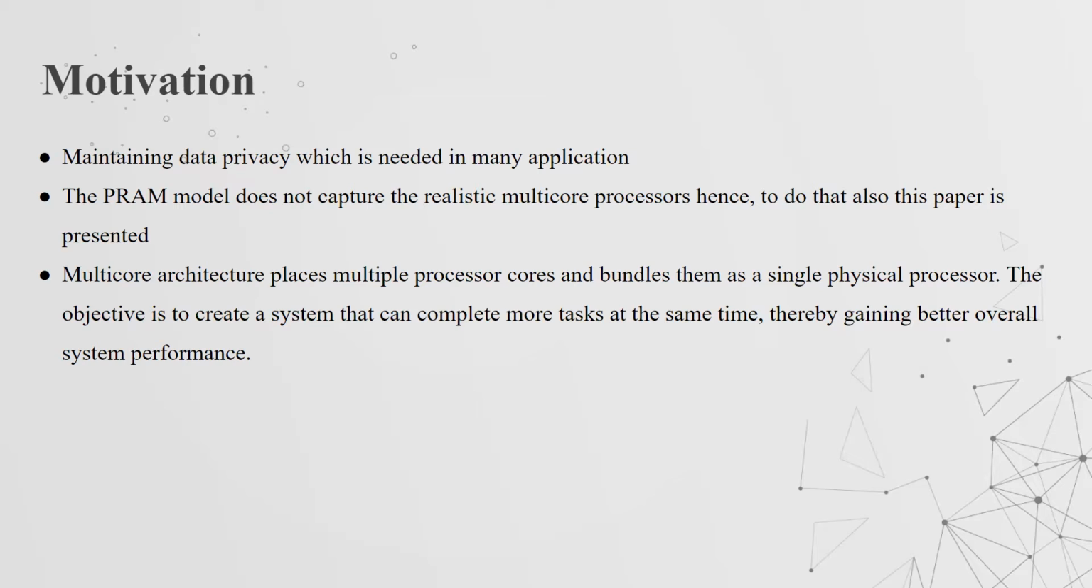But the global synchronization between the cores at each parallel step of computation in a PRAM algorithm does not best capture modern machines, which run asynchronously. Hence, this paper presents how multi-core architecture places multiple processor cores and bundles them as a single physical processor. The objective of this paper is to create a system that can complete more tasks at the same time, thereby getting better overall system performance. We will see this in the further discussion.